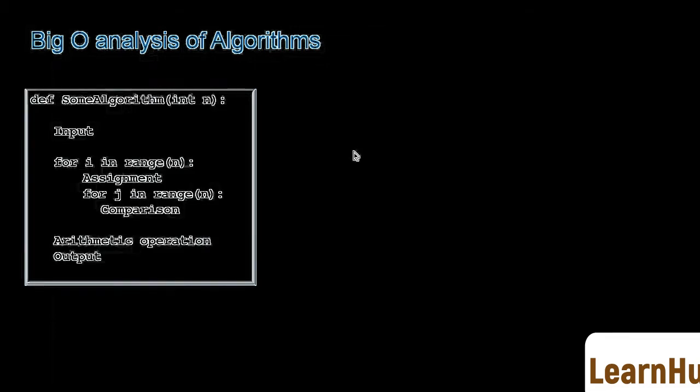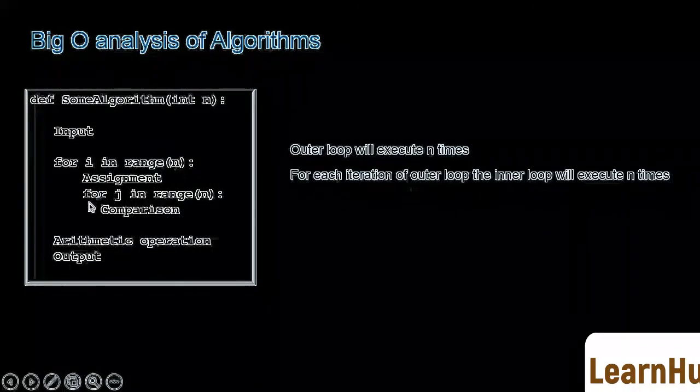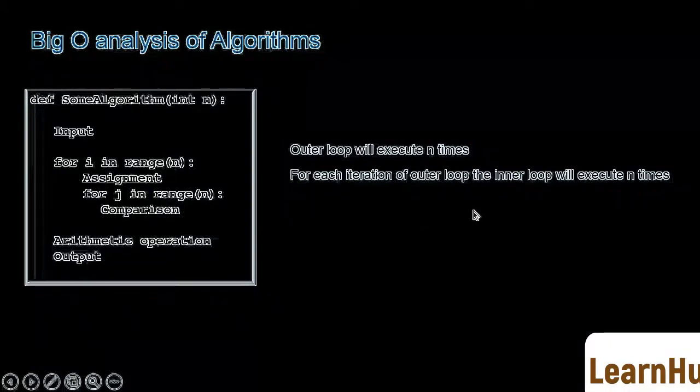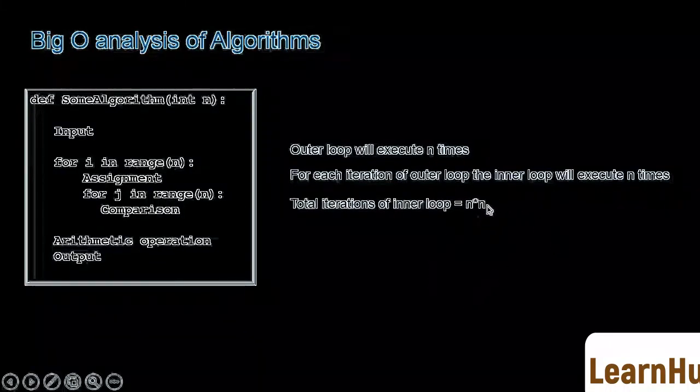Now we'll consider nested loops. When we have nested loops, we'll be interested in knowing how many times the innermost loop iterates, because the iterations of innermost loop will always be more than those of outer loops. In this algorithm, the outer loop executes n times, and for each iteration of outer loop, this inner loop will execute n times. So the total number of times the inner loop executes is equal to n into n. The function T is equal to n plus n square, because this assignment executes n times and this comparison executes n square times. Now this n square is a faster growing term, so we can say that T is order of n square.